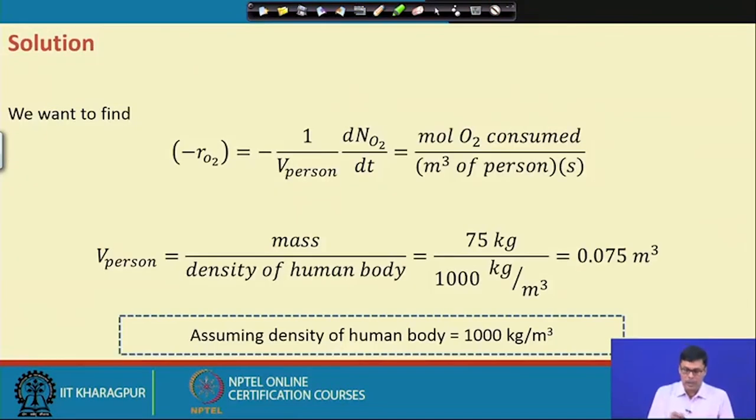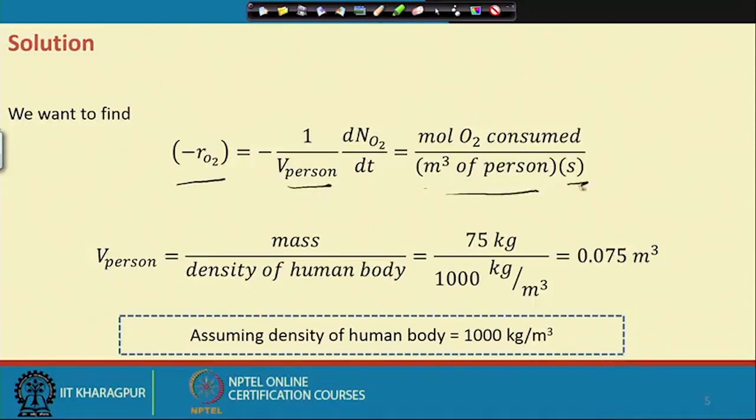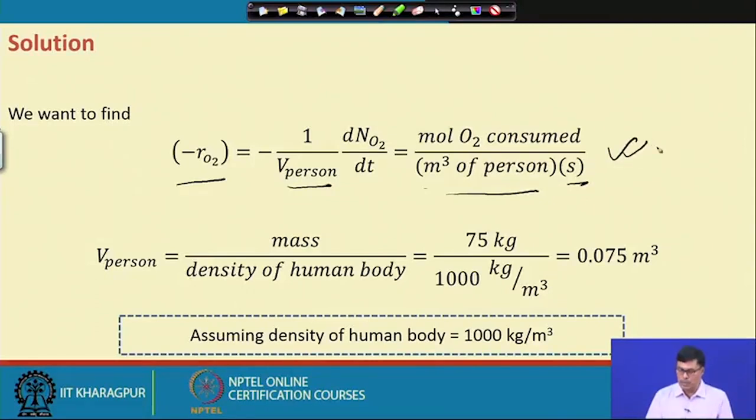So, our rate equation is minus R O2, which is dN O2 over dt, the moles of oxygen consumed per cubic meter of volume per second. This is our destination. First we have to calculate the volume of the man whose weight is 75 kg. To know the volume of the person, we should know the density of the man.